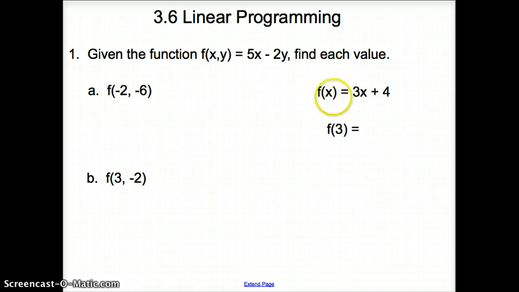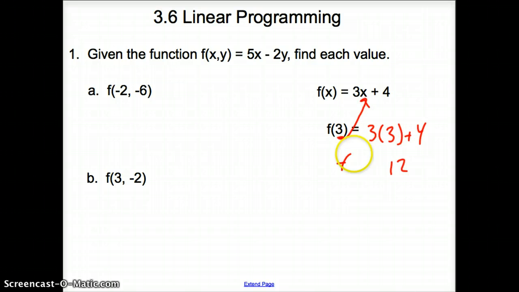Well, I'm going to stop us there for a little bit. We've seen something like this before where f of x equals 3x plus 4, where they give us f of 3. This 3 is taking the place of the x, so I'm going to plug this 3 in for that x and go 3 times 3 plus 4, so we have 3 times 3, which is 9, plus 4 is 12, so f of 3 gives us 12.